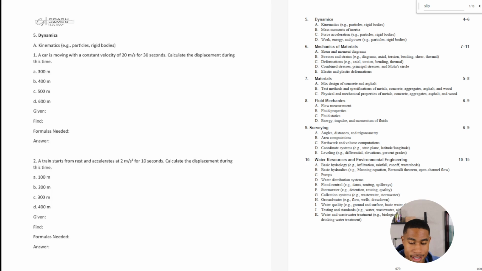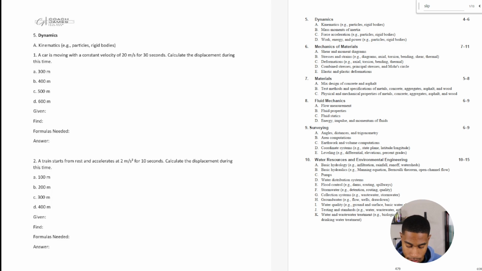With statics, things were kind of still. If you have static friction, something's not moving, everything's staying still. But with dynamics, we're going to be moving a lot more. So we're going to start with kinematics. And I have a few practice problems for you all, and I want to go ahead and dive right into it.